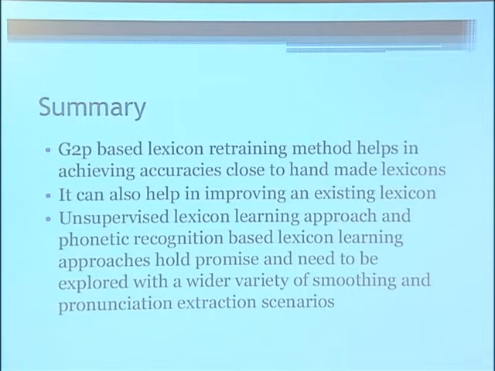So in summary, the G2P based iterative training method helped us achieve accuracies which are very close to the baseline system, starting with a very small lexicon. And we need to study the pruning and the adaptation schemes of unsupervised lexicon learning and phonetic recognition based learning a little bit more in detail so that we can merge those into our baseline system.